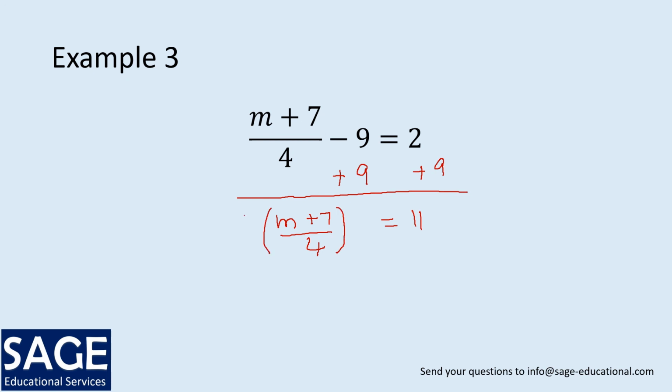Now the 4 which is in the denominator is actually dividing. So how do I undo division? By multiplication. So what I'm doing here is I'm using the multiplication property of equality. So the 4 and the 4 in the denominator will cancel each other, or they will divide to give me a 1. So I have m plus 7 equals 44. And then I can subtract 7 from both sides. And that gives me the answer m equals 37.